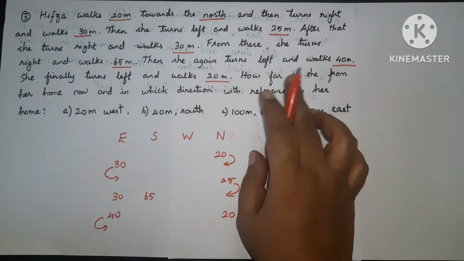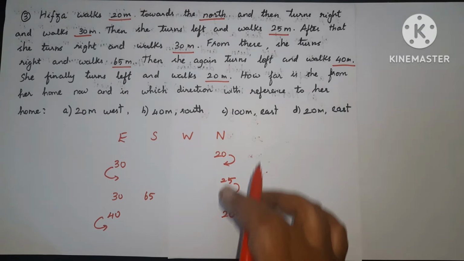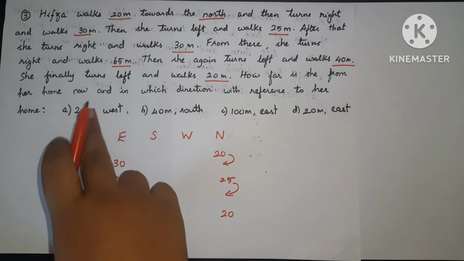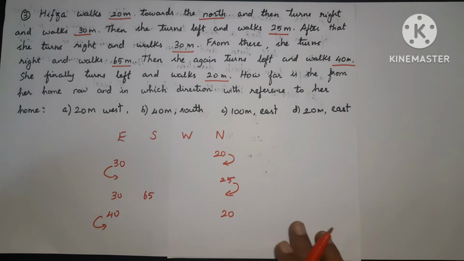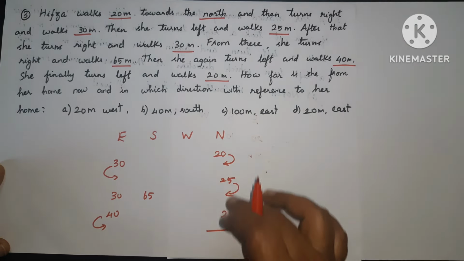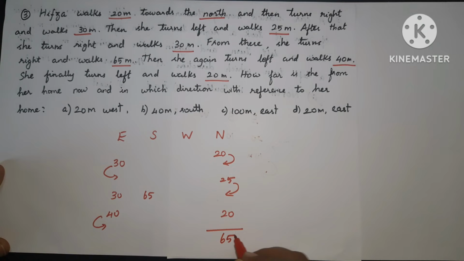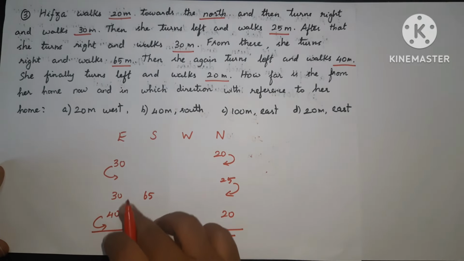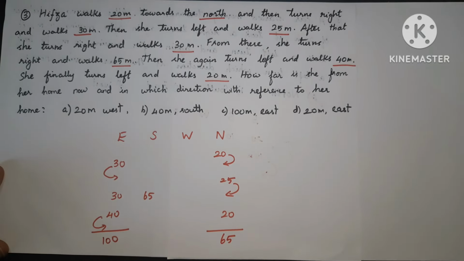So how far is she from her home now? She started here. So from here, how far is she and in which direction with reference to her home? Already I told you, if it is an opposite direction, you have to subtract. Same direction, you have to add it. See, you have 3 numbers here in the same direction, so you have to add it. 20 plus 20, 40, 50, 60, 65. Then here again, 40, 70, 30, 100. Okay, 100.